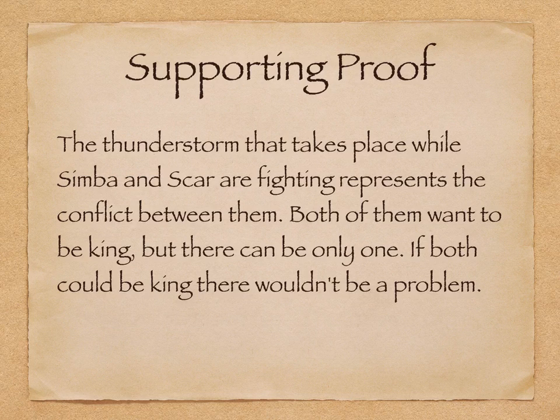So here's my supporting proof for mine. The thunderstorm that takes place while Simba and Scar are fighting represents the conflict between them. There's my first one. Both of them want to be king, but there can be only one, right? So we got another bit of why there's a conflict. That's number 2. Now here's where I'm giving the non-example and saying why it's wrong. If both of them could be king, then there wouldn't be a problem. But they can't both be king, so we do have a problem, right? So that's my non-example. So I've got 1, 2, 3 supporting statements there.